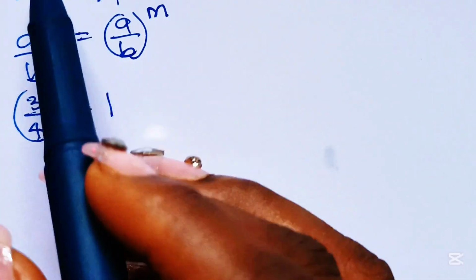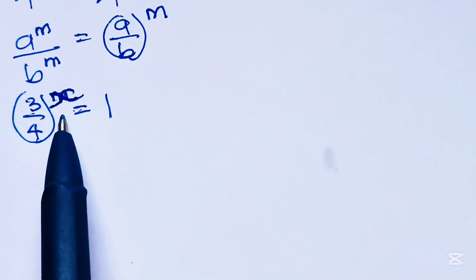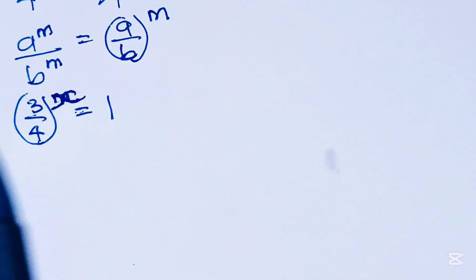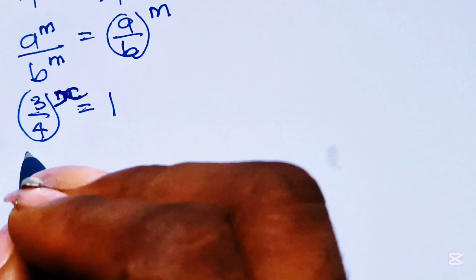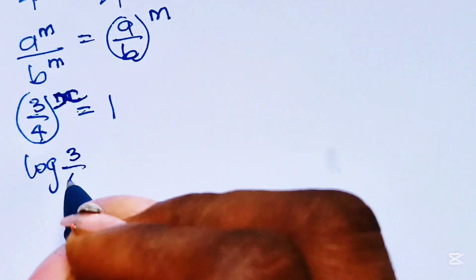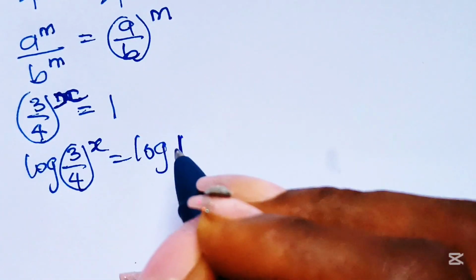Sorry, it's not m, we have x here instead. So you have x, the x you are looking for. Now, inside you have the variable you are looking for as your power. You are going to introduce log in order to bring down the x and then solve. So we need to introduce log to both sides of this equation. So we have log of 3 over 4 to the power of x is equal to log 1.